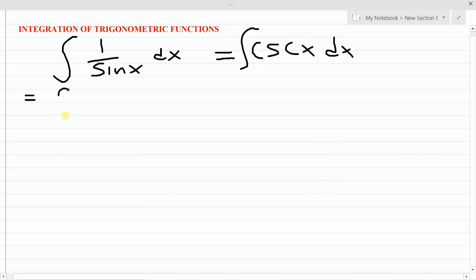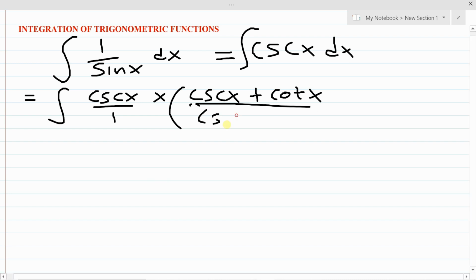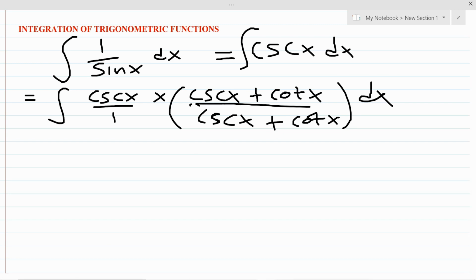If I pre-multiply the whole of this integral, cosec x over 1, by cosec x plus cot x over cosec x plus cot x, nothing has happened because this fraction can go and we will be left with what? 1. Now this is the same as the integral of what?